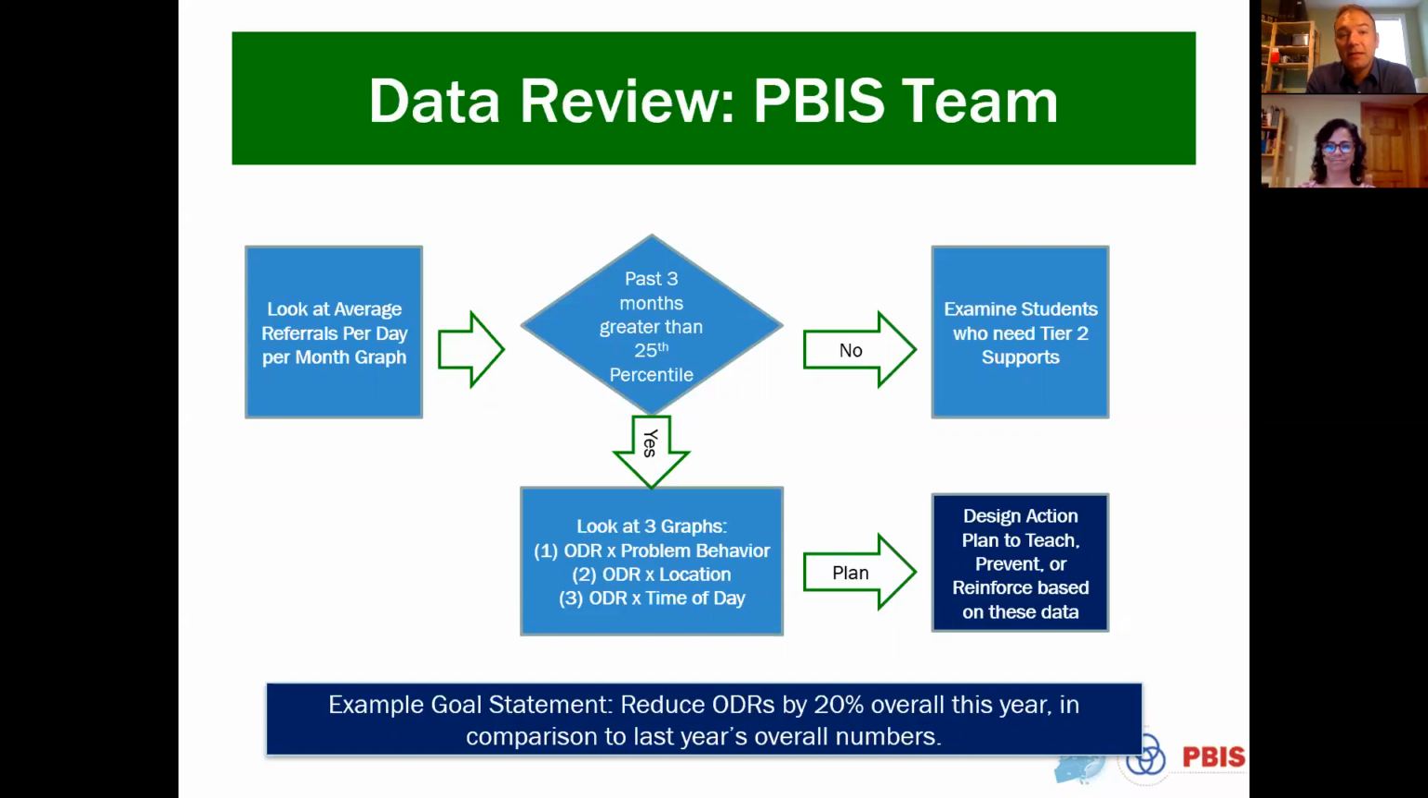If the data does indicate that their referrals are above the national 25th percentile, then their plan is to do a deeper data dive and look at the office discipline referrals based on the problem behavior, time, and location. From there, they create a plan to prevent the behaviors from happening, teach a new skill, or change how they acknowledge students.